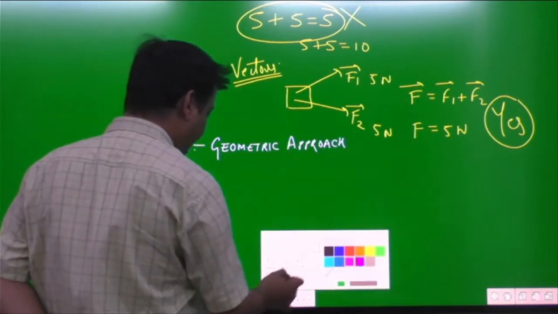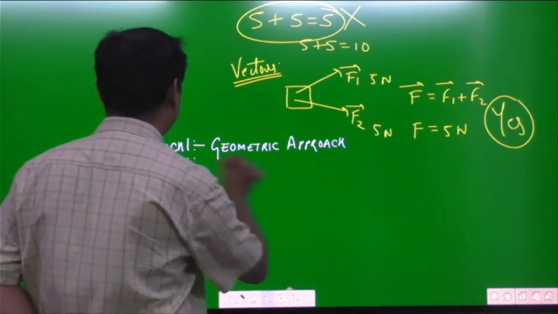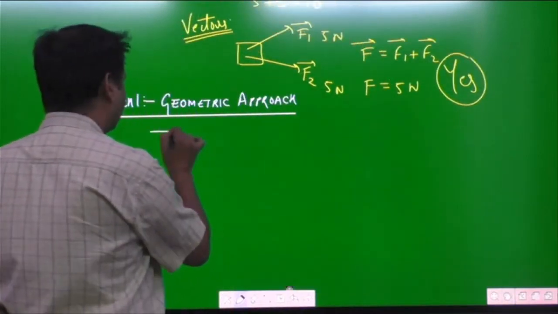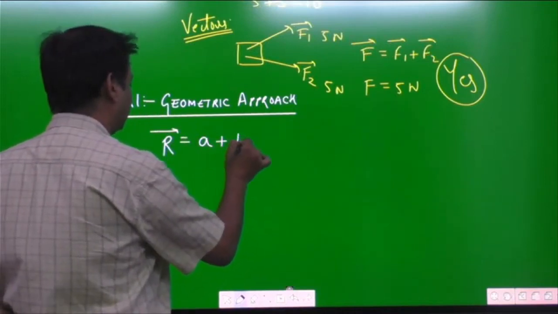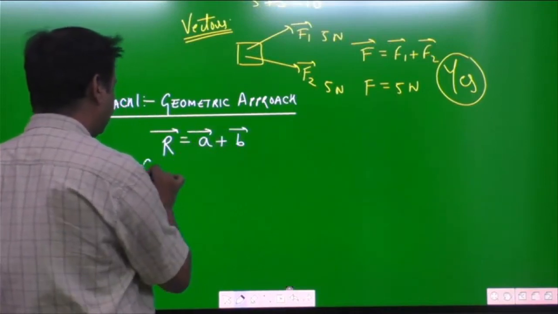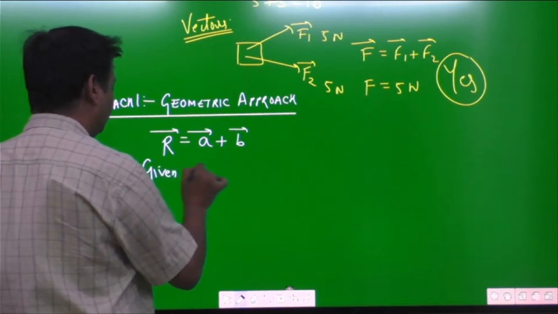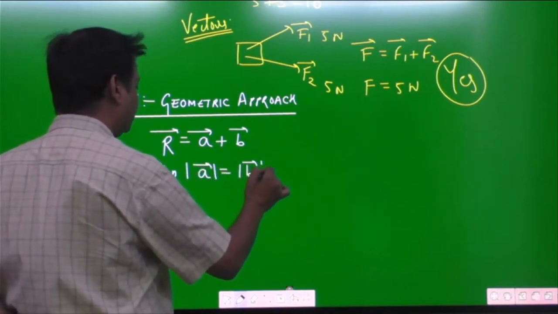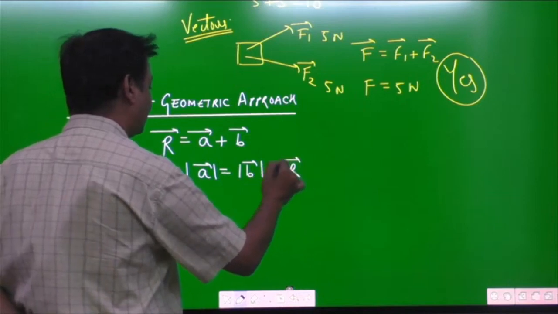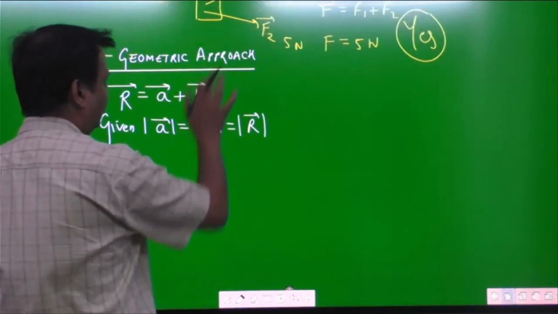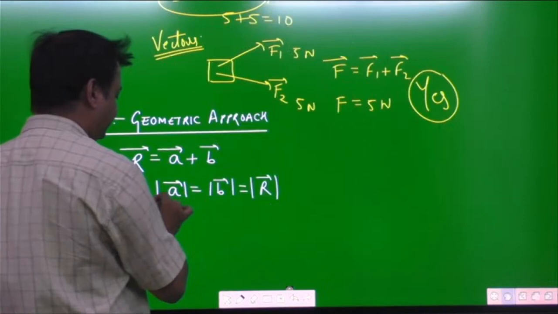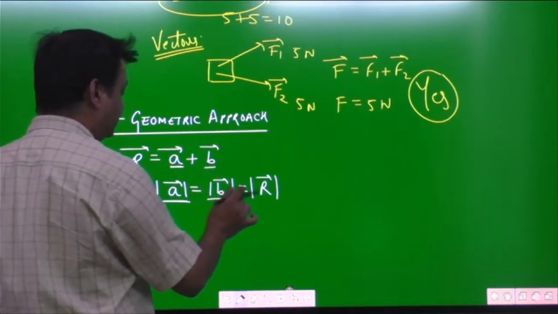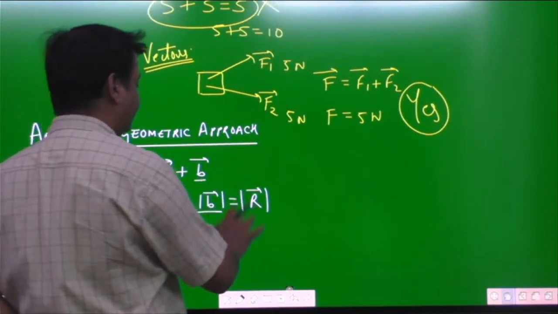Okay, approach one is the geometric approach for solving this problem. So say R is the sum of two vectors, correct? And given the magnitude of A is the same as the magnitude of B, is the same as the magnitude of R, correct? That is the thing. Both the vectors have the same magnitude. The vectors to be added have the same magnitude, and the resultant also has the same magnitude.